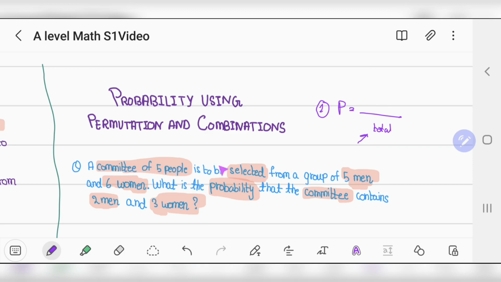So what is the total number of outcomes? A committee of 5 people is to be selected from a group of 5 men and 6 women. 5 men, 6 women, which means 11 people total, and you need to choose any 5. So 11C5 is the total number of selections. But the probability that the committee contains 2 men and 3 women means from 5 men we are selecting 2, and then multiply, from 6 women we are selecting 3, so 5C2 times 6C3. So this is the answer. This is the total number of selections that are possible, and this is the selection that we wanted.